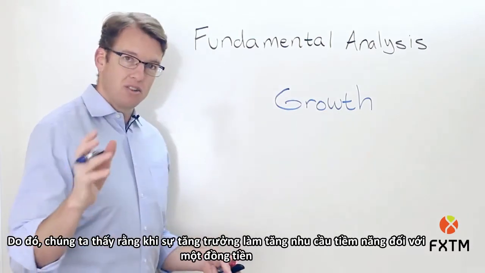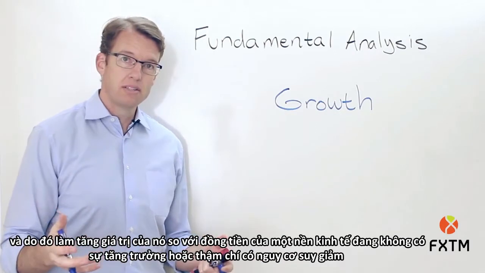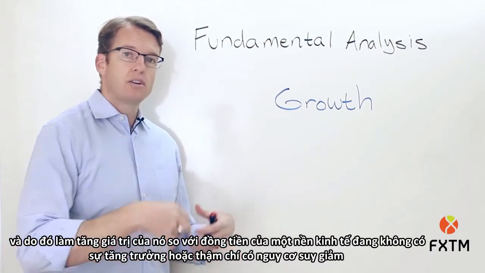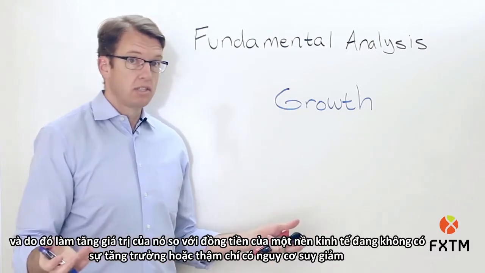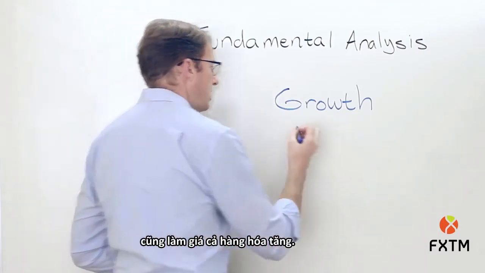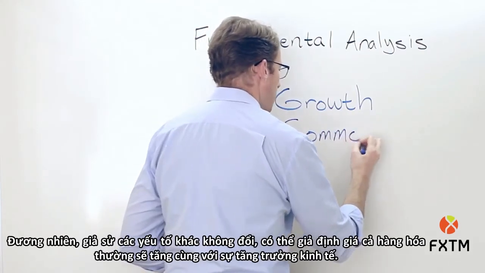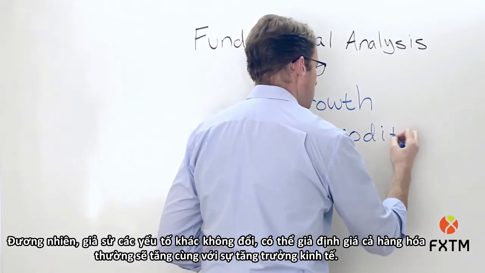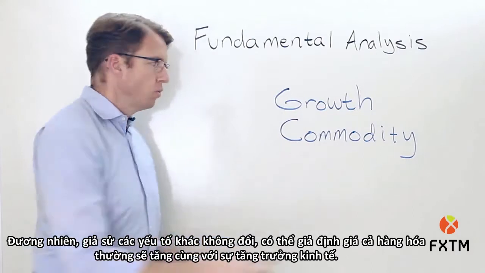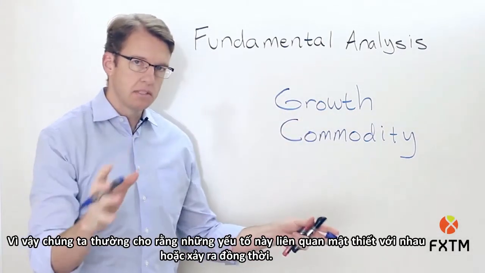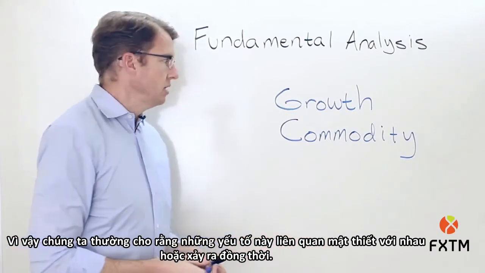So we see that as growth increases the potential demand for a currency, it therefore increases its value relative to a currency that is connected to an economy that is not growing or even potentially contracting. And on a related note, we get commodity prices as well. Of course, if all else is equal, we would assume that commodity prices are probably going up with economic growth.